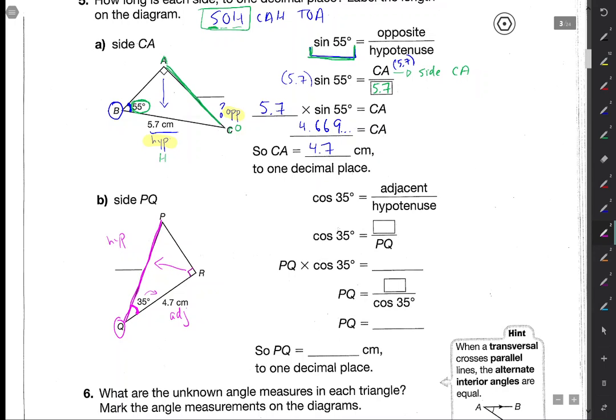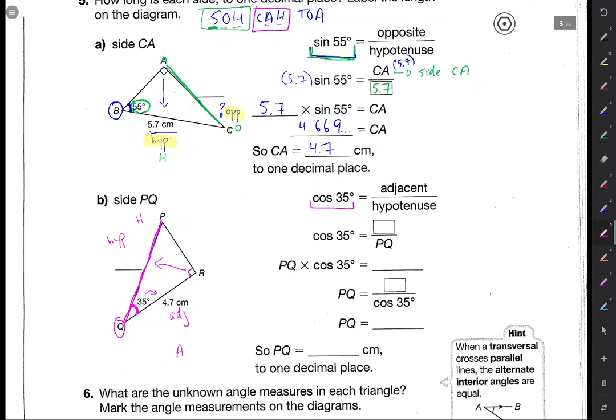So then we have to think if we're using SOHCAHTOA, which one uses A and H in it. So A for adjacent and H for hypotenuse. Well, that would be the cosine one, the CAH. We have A and H. So we're going to use cosine for this question. So that's why they put the cosine of 35 is equal to adjacent over hypotenuse. That's the CAH. So now let's plug in some numbers.